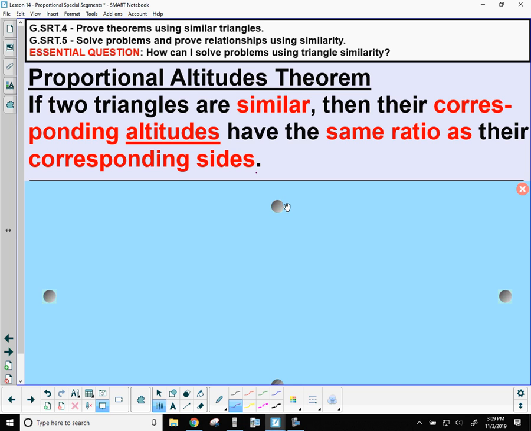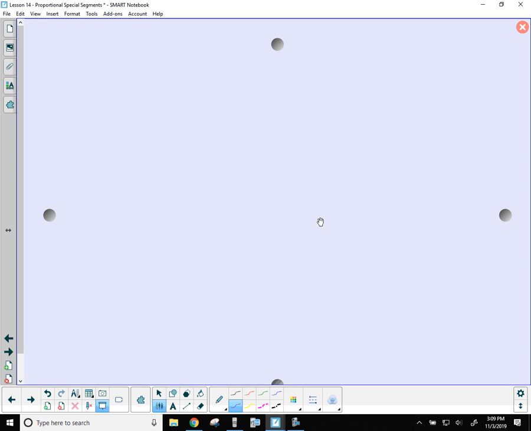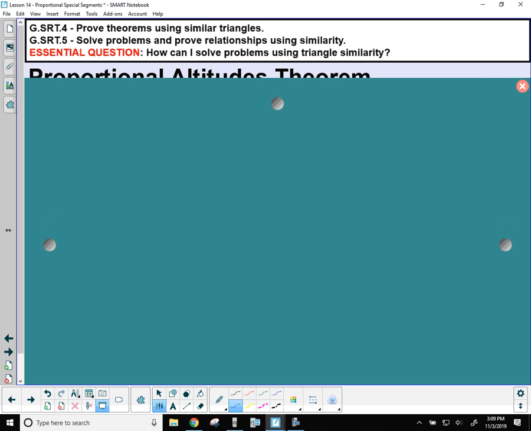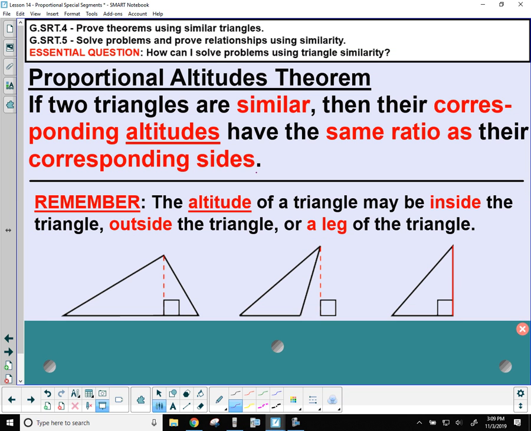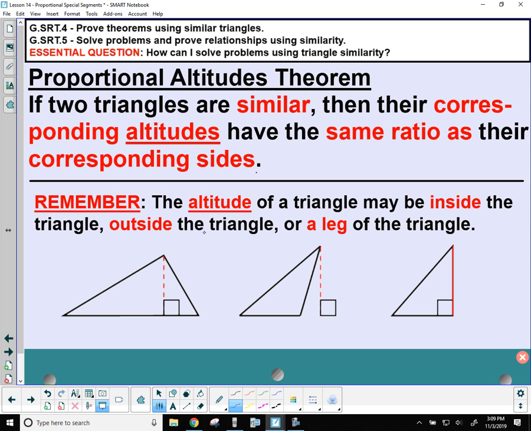So here are some examples of altitudes. Remember, it's the height of the triangle. They could be on the inside, could be on the outside, could be a side, and these are called right triangles. Okay, again, pause the video as you need to. We're going to try to fly through this, keep this video short.